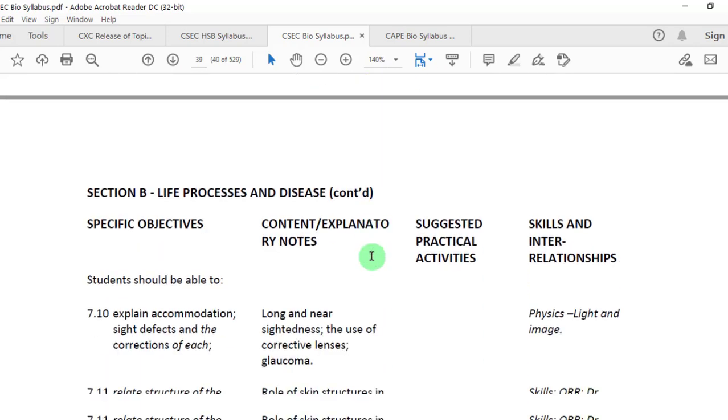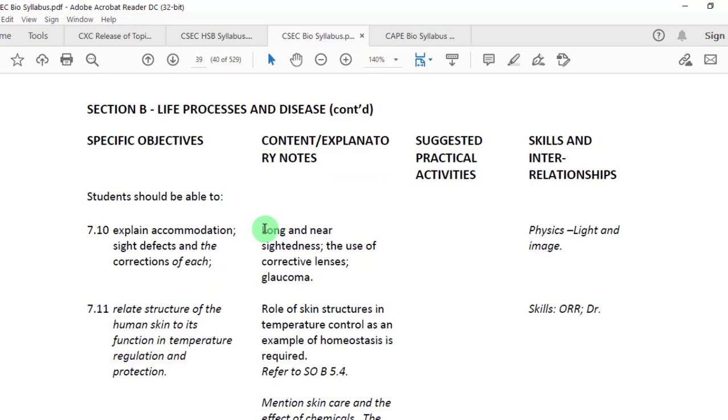What else? This is what's going to be really important, because you're going to have to explain how these disorders are treated. So, for example, you may be called upon to draw a section of the eye. You may be called upon to show how the different types of lenses correct long-sightedness versus nearsightedness.